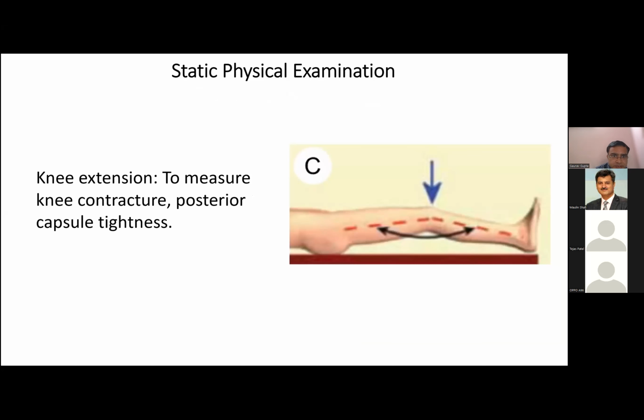Then we should check the knee extension by asking the child to lie supine and extending his hip and knee. And the lag between the knee and the couch can tell us the contracture of the knee, and it can be due to posterior capsular tightness also.